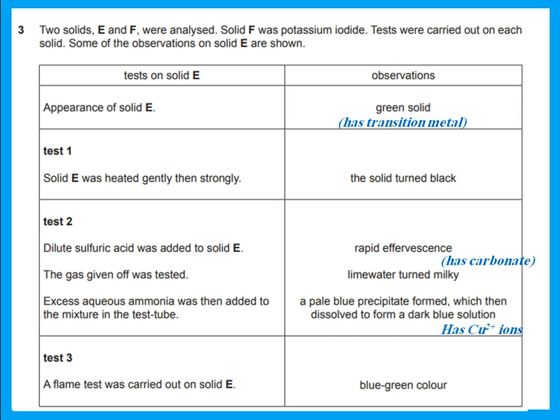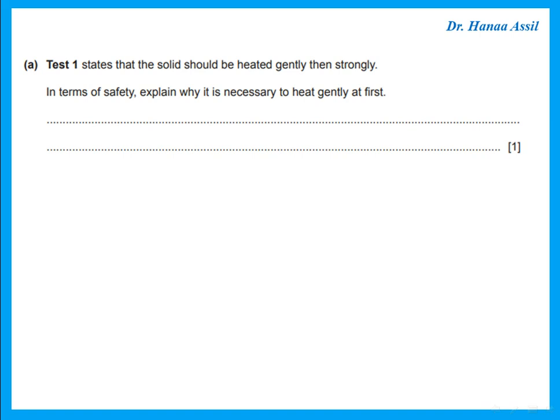Then he did a flame test. Well, when he did the flame test, he got blue-green. And you should realize that blue-green confirms the fact that we have copper 2 ions. So, where are the questions?